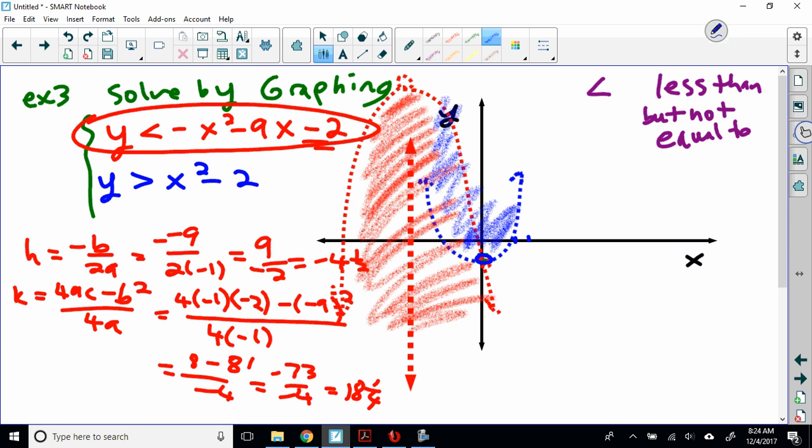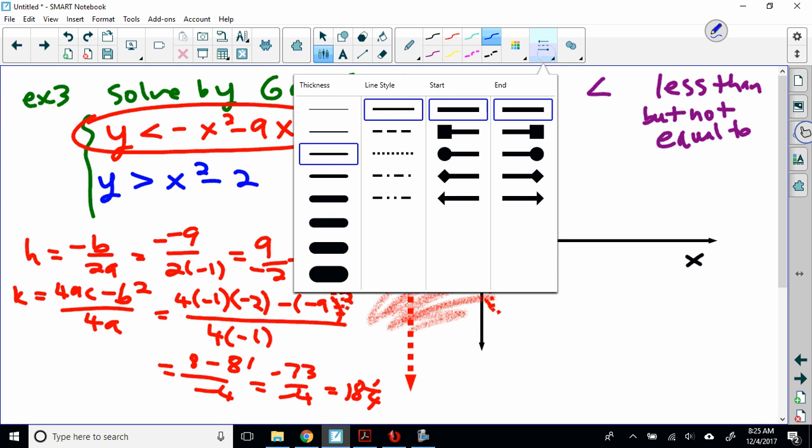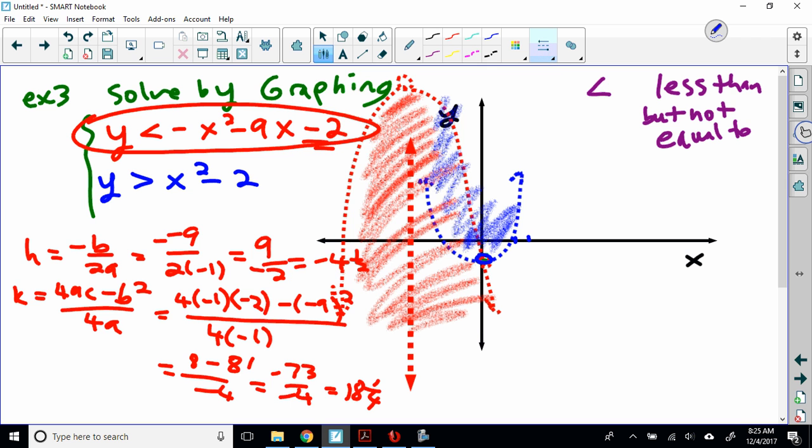And my answer is going to be wherever those two graphs overlap. Can you see where they're going to overlap? It looks to me like there's going to be a sliver. Let me get my purple going. There's going to be a sliver right in there where those overlap, right? So my answer is every single point in that region.